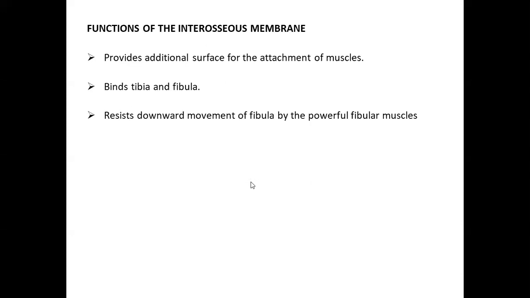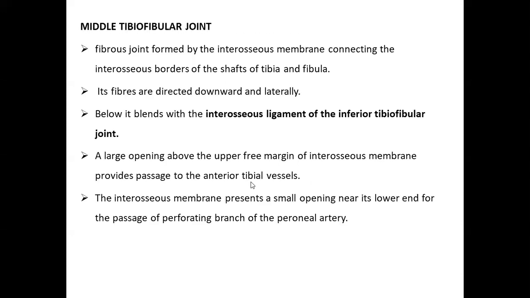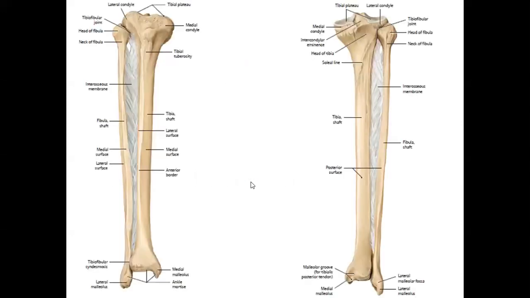Then we have the middle tibiofibular joint. The middle tibiofibular joint, we know it is this joint. It is a fibrous joint that is formed by the interosseous membrane that connects the interosseous border of the tibia with the interosseous border of the fibula. When we look at it, the fibers are directed downwards and laterally.